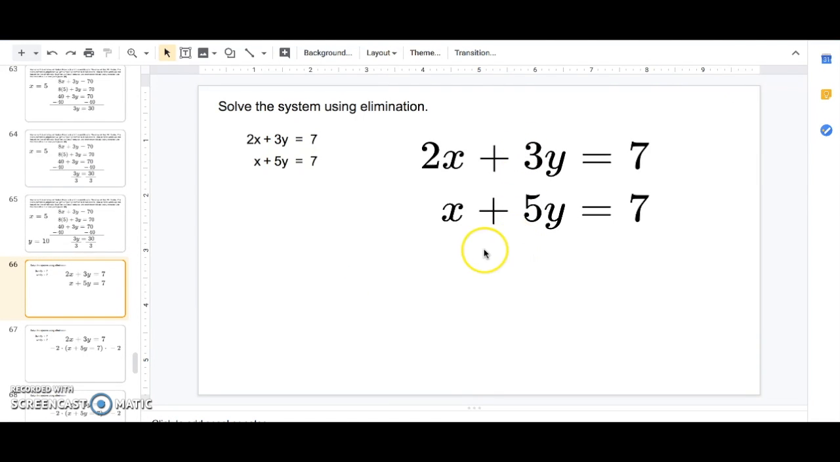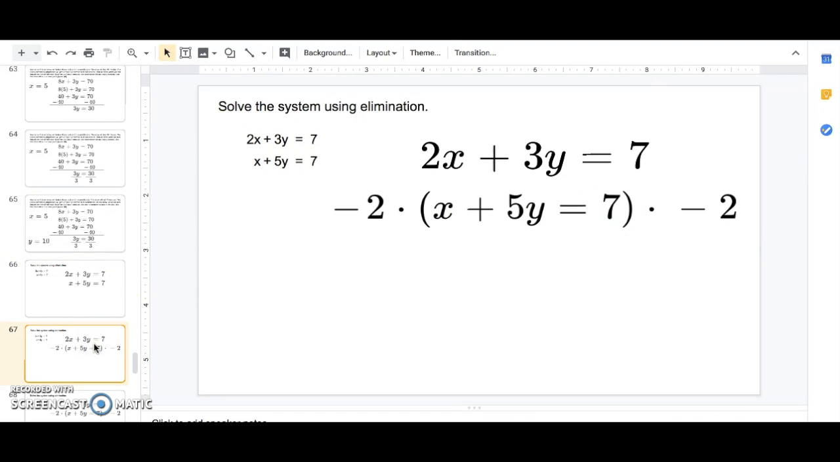So here's our system. Now, it looks like it might be easier just to multiply the bottom to make the x's the same, because all we have to do is multiply it by one number. Now, since we have a 2x here, we're going to want this to be a negative 2x so that when we add them, we get a 0. So we'll multiply the entire bottom by -2.